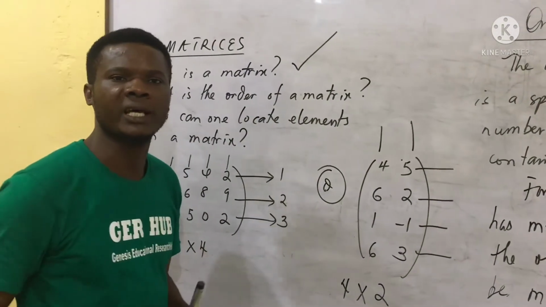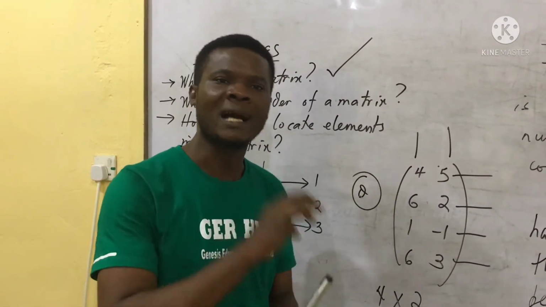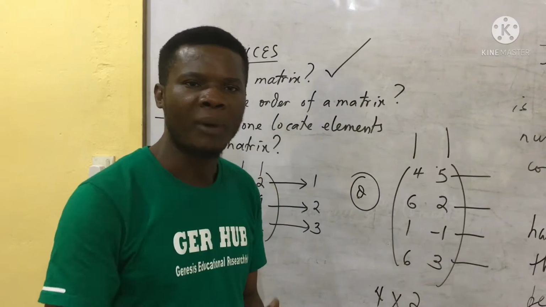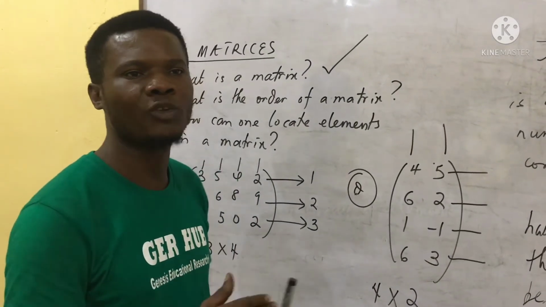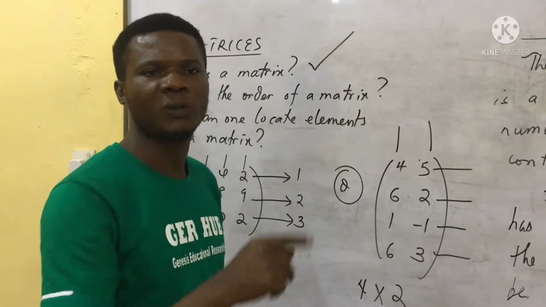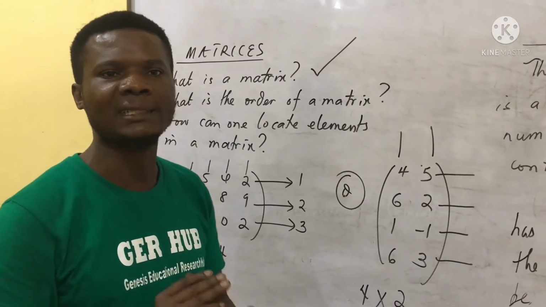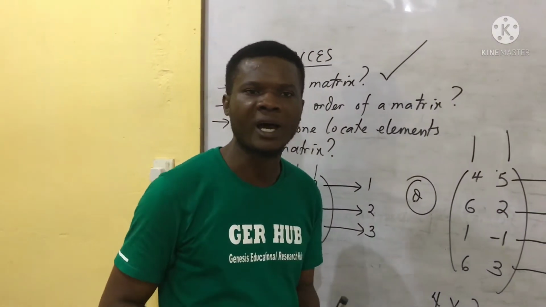So for you to tell the order of a matrix, all you have to do is simply count the number of rows by the number of columns. And how do you specify that? Put the number of rows and use a multiplication sign to represent by, followed by the number of columns, and that will do for the order of a matrix.